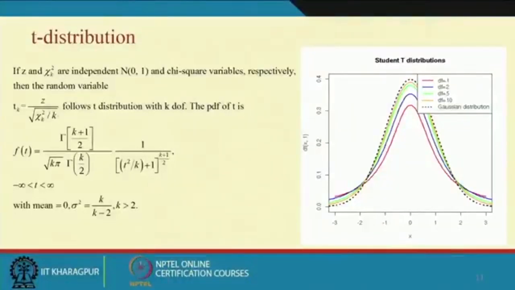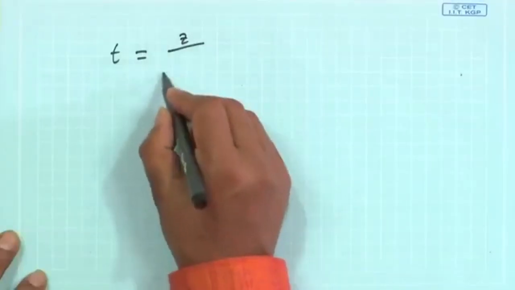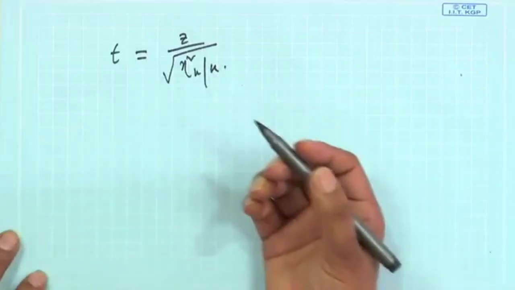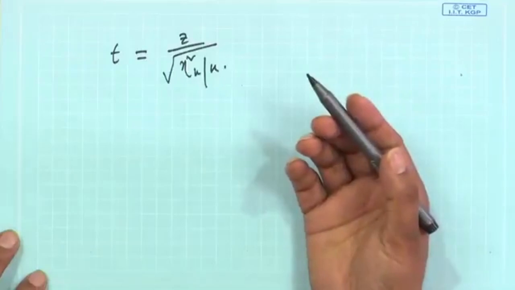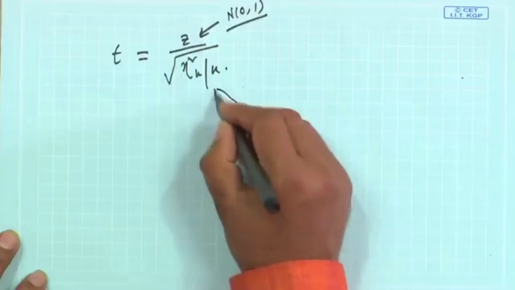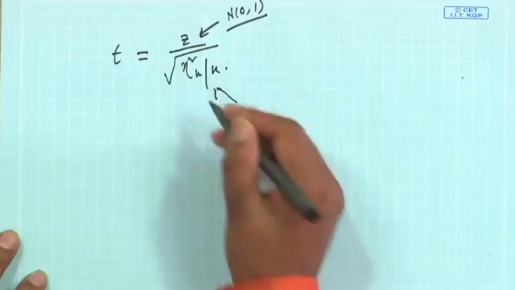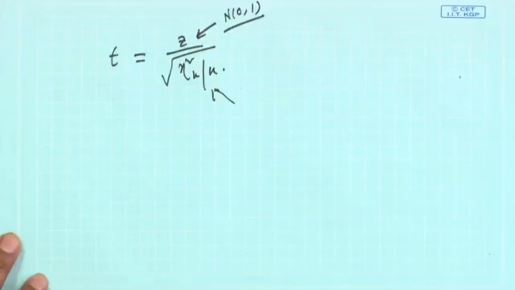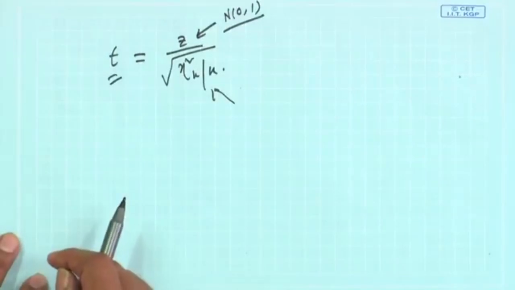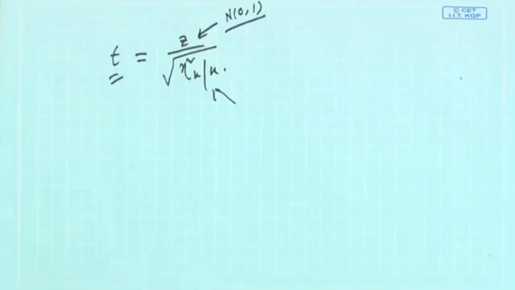Now another important distribution is the T distribution. Interestingly, it is the ratio of z by the square root of chi square k by k. Suppose you create a situation where your statistic is the ratio of a standard normal distribution and the square root of a chi square distribution normalized by k, divided by k. Then this quantity will follow the T distribution.